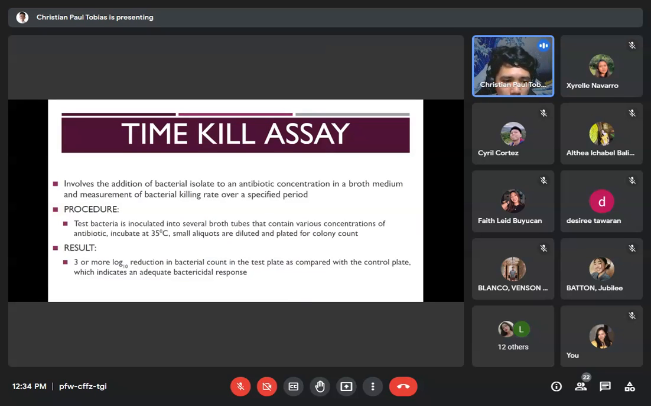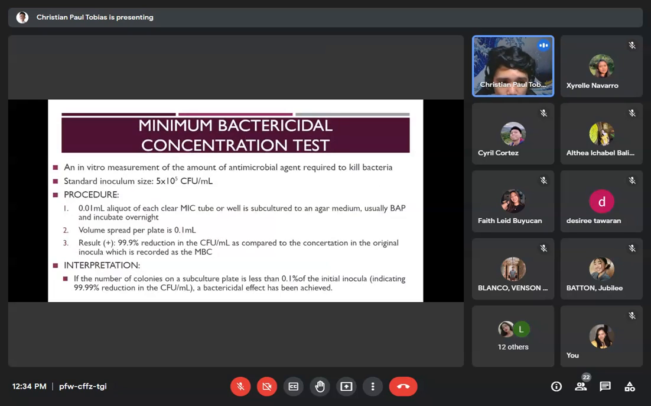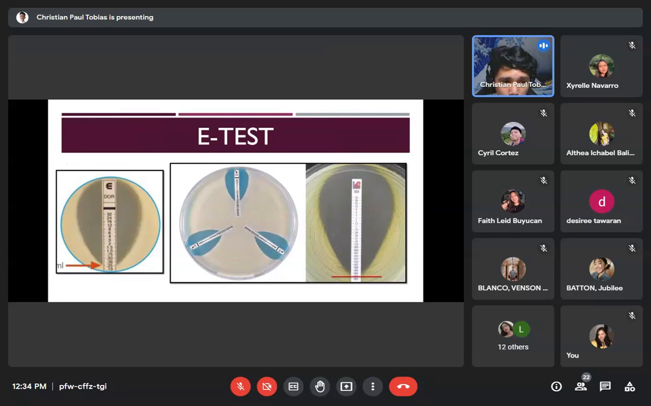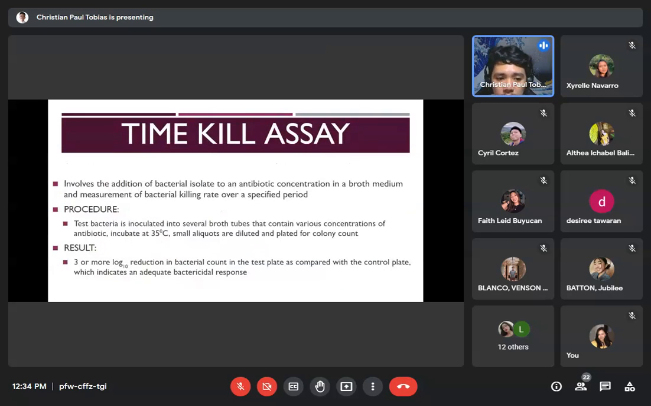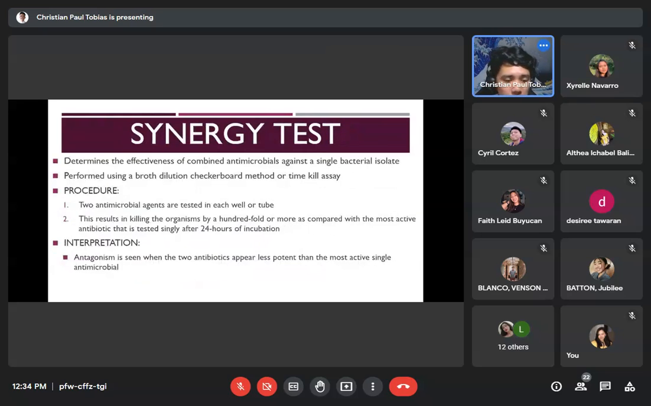Sir, kung hindi namin kailangan, ilalabas mo pa ba yan sa mga quizzes? Sure, ilalabas ko to sa mga quizzes. Pero ang tanong lang doon, okay, let's just limit it. Kunwari, this is interpreted as the number of colonies on a subcultured plate is less than 0.1% of the initial inocula, indicating 99.99% reduction in the CFU per ml. So your answer is minimum bactericidal concentration. And same here and here.